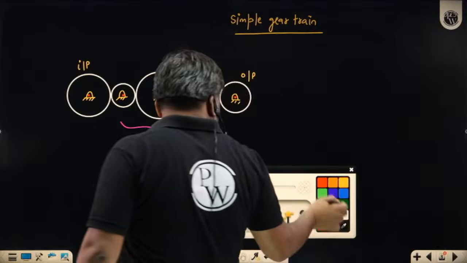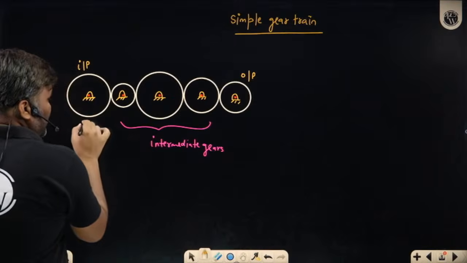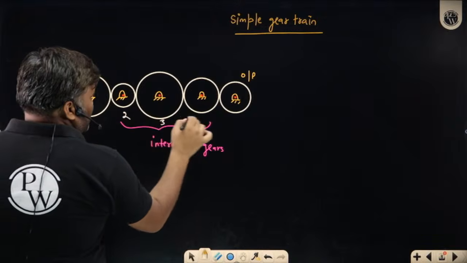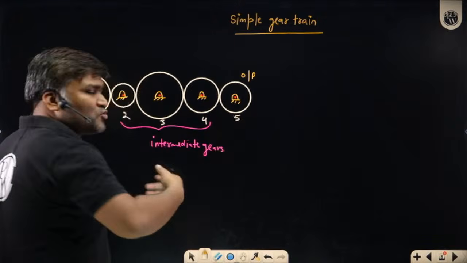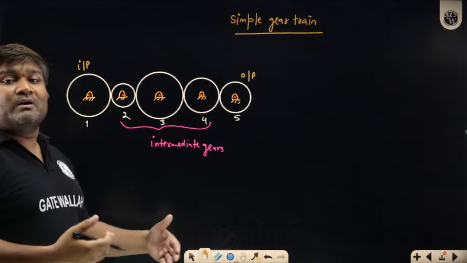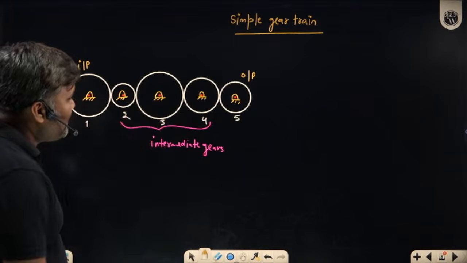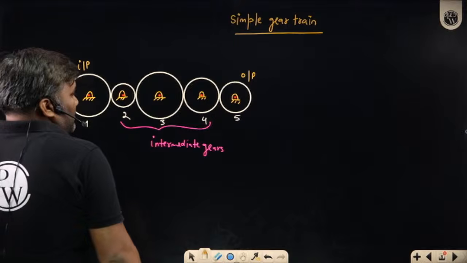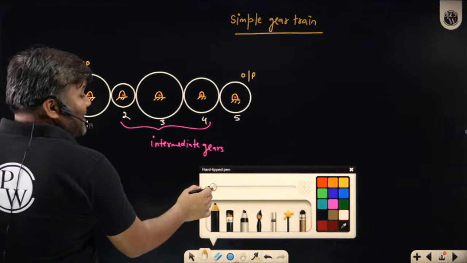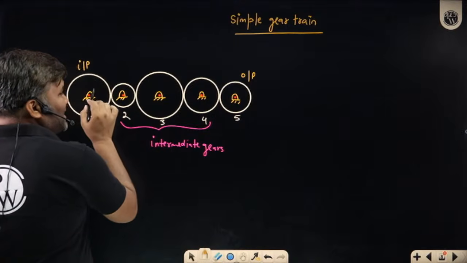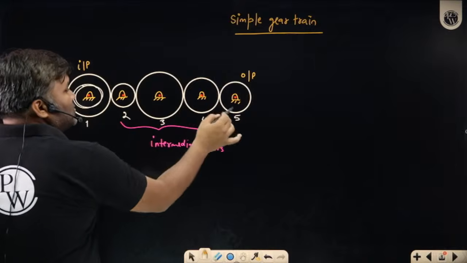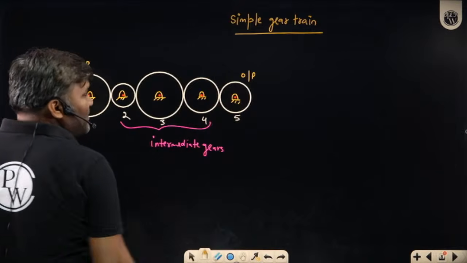Acha, let me give it some name. Sir, this is my gear number 1, gear number 2, gear 3, gear 4 and gear 5. I have shown 5 gears. You may have 15, 20, 50 gears. So many gears you can have. What you are interested in? Sir, I am interested in what is the ratio of angular velocity of gear 1 to the omega 5. Omega 1 to omega 5 I am interested in.